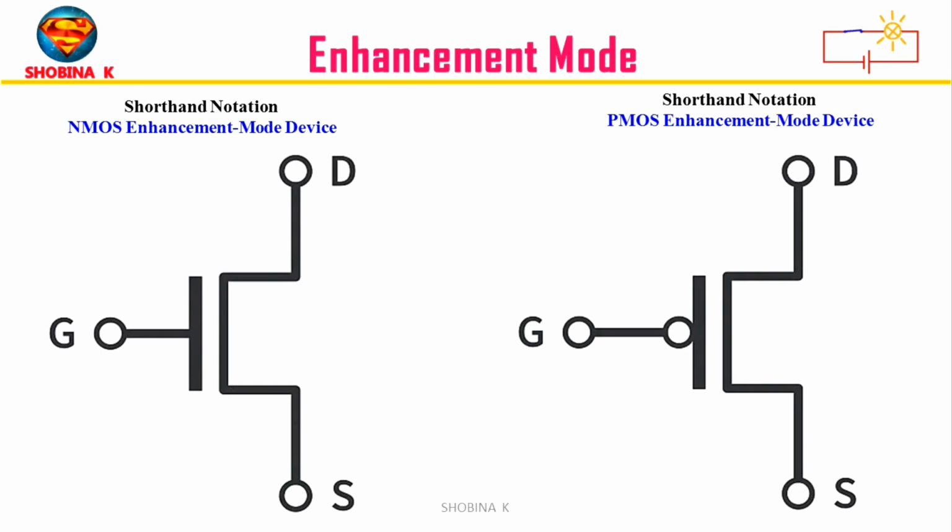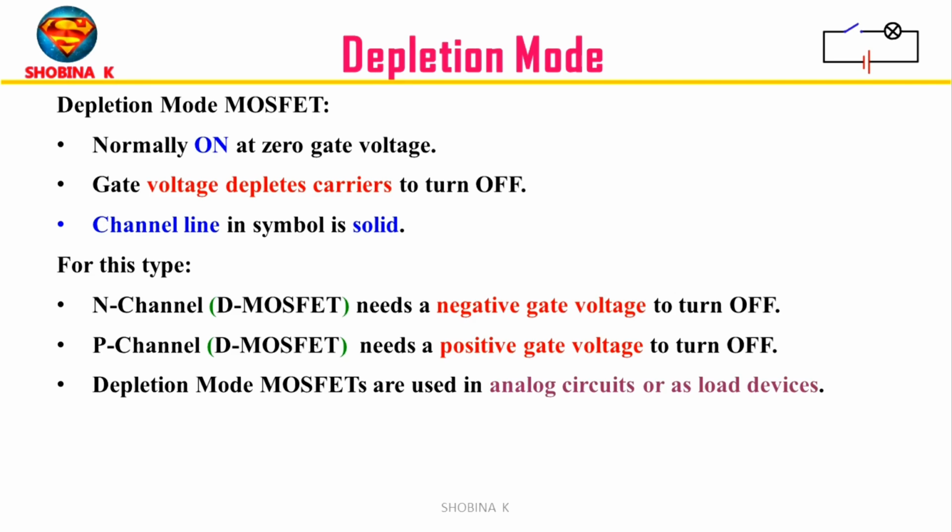Now let's understand the DMOSFET. It is a type of transistor which is normally on when the gate voltage is 0. That means even if you don't give any voltage to the gate, current can flow from drain to source. To turn off the device, you apply a voltage to the gate that removes the charge carriers in the channel. Inside the MOSFET, there is a channel where current flows. It is like a road where electrons or holes travel. In a DMOSFET, the road is already open, so current always flows unless you do something.